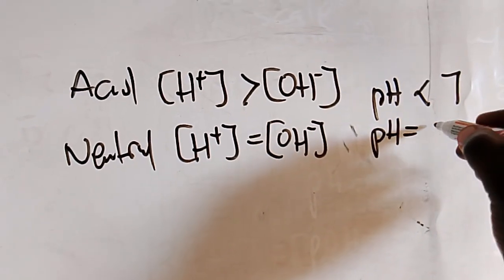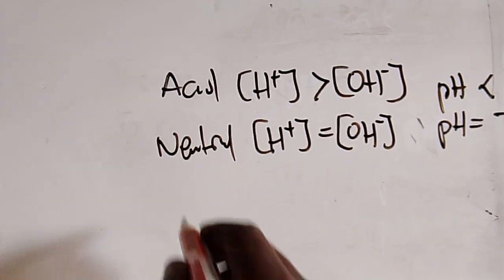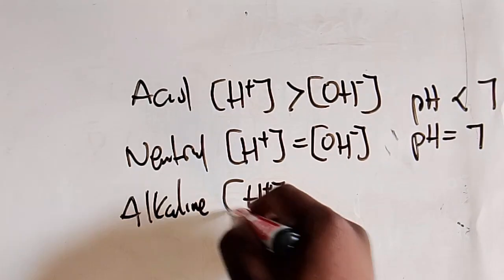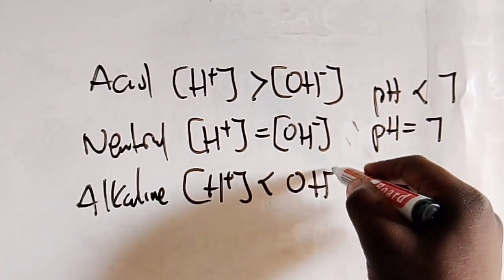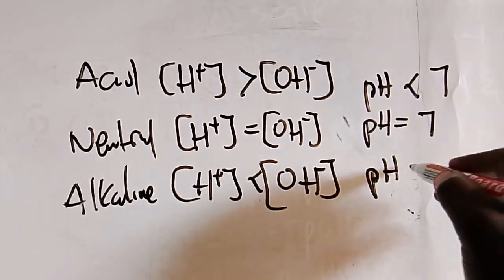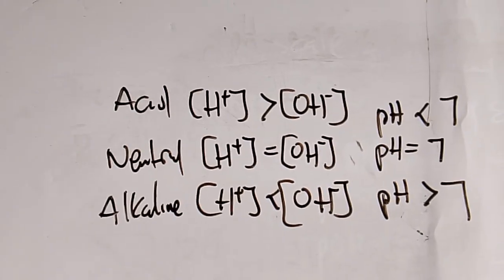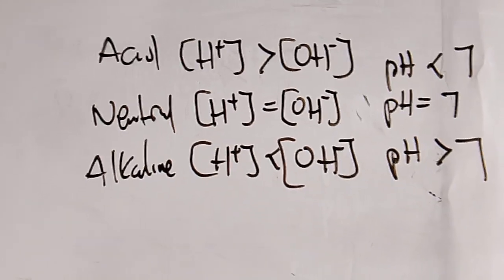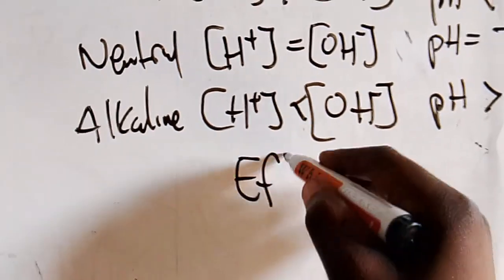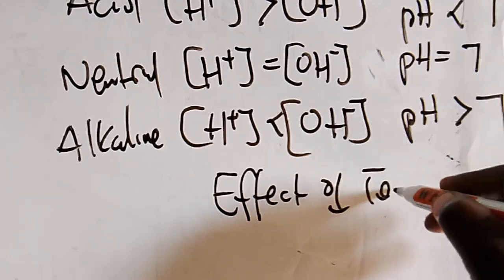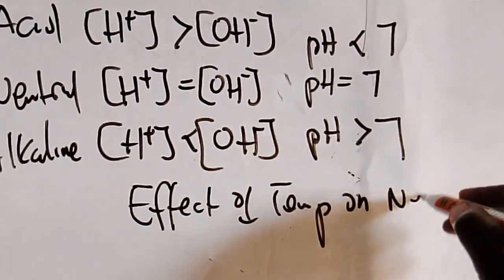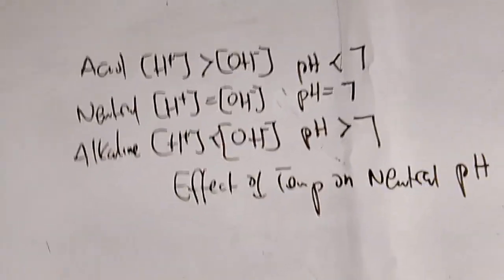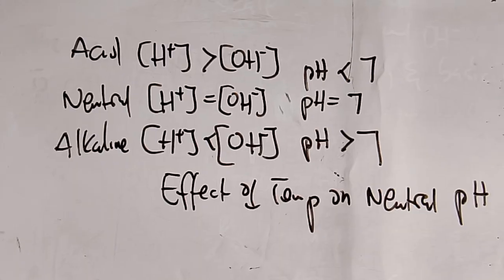So in this case pH will equal 7. Then for alkaline, the hydrogen ion concentration will be less than the hydroxide ion concentration, so pH will be greater than 7, okay. So now, what is the effect of temperature on neutral pH? How does the temperature affect neutral pH?